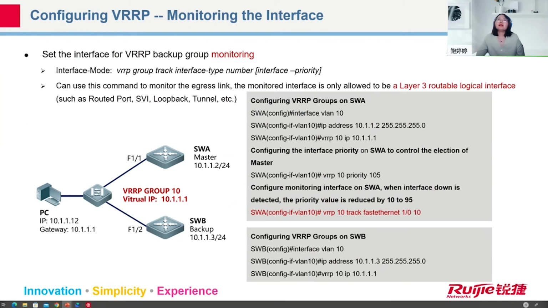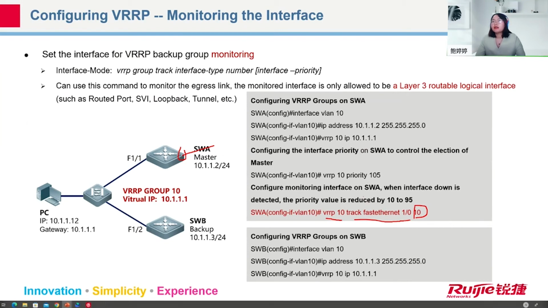Okay. And another one, you also can add the monitoring function, also on switch A, because switch A will finally become the master, right? The command is VRRP 10 track interface 1/0. This is the uplink interface of this device. Okay, and this is a priority reduction of 10.